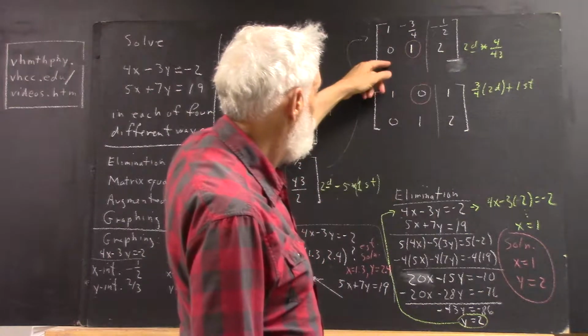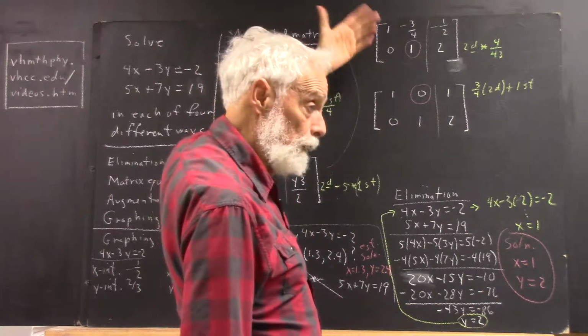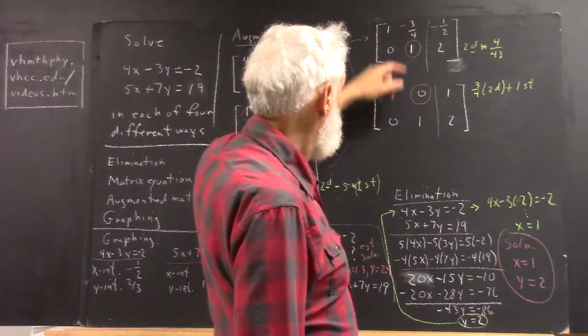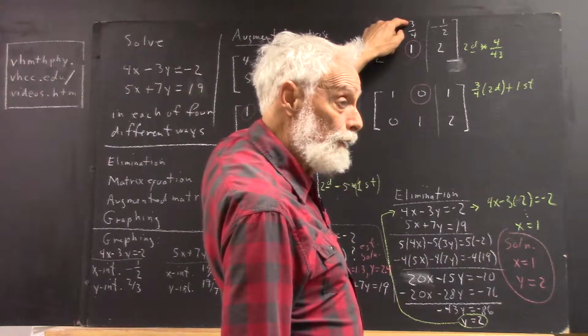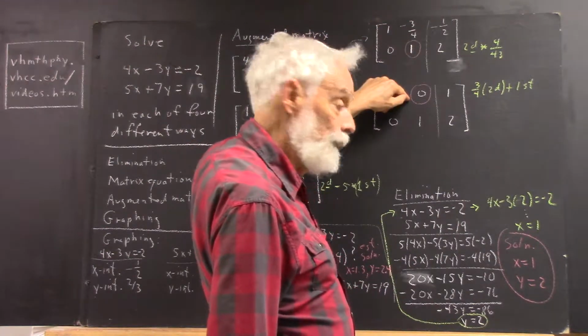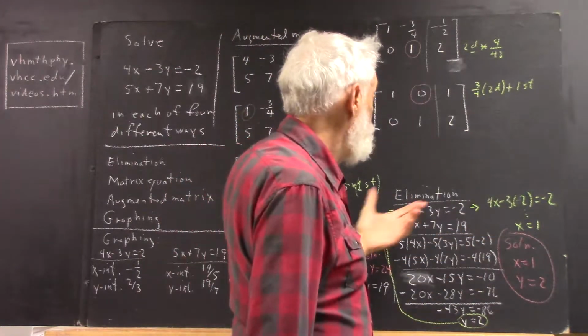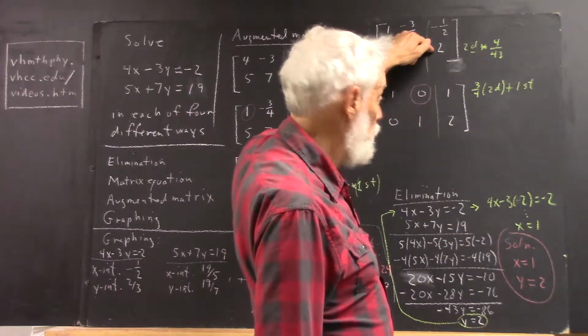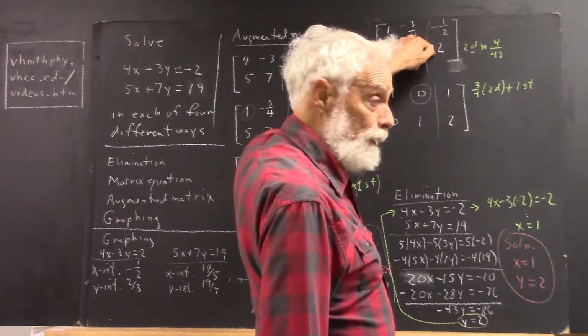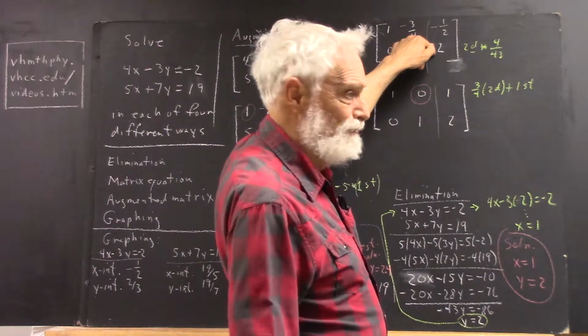Okay, well, 3/4 of 0, of course, is 0. Adding that to 1, we don't hurt the 1. 3/4 of 1 is 3/4. Added to negative 3/4 gives us the 0 that we're looking for. That's why we did this. Okay, and then we also have to, of course, do 3/4 times this added to this. Now, what's 3/4 of 2?